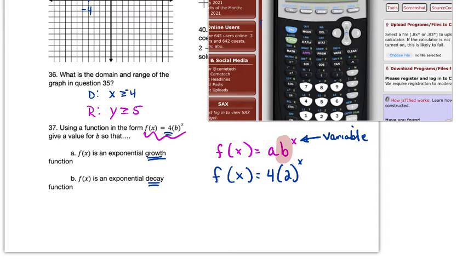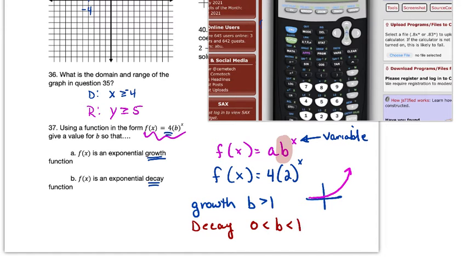Okay, and it looks like this. Basically, if b is bigger than 1, then you're going to have a growth function, and it will look something like this, where as x gets big, it goes up and up and up and up really fast. And then the other type is a decay problem. And decay problems, the b value is a fraction, some number between 0 and 1.